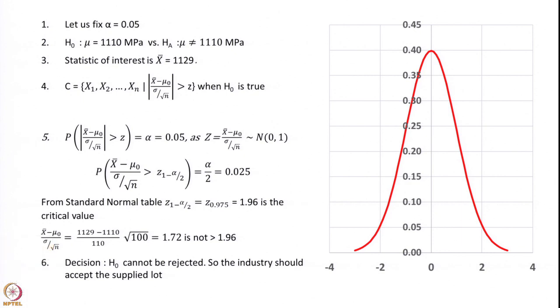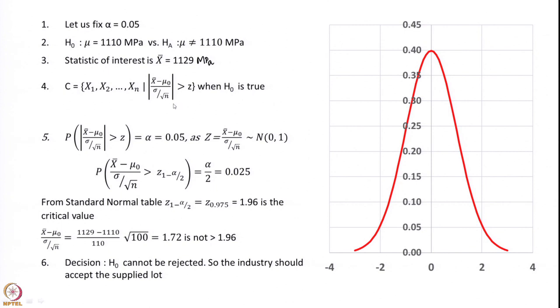Let us write it down. It should be MPa. It is very important to realize that when we say that mu is equal to 1110 MPa, what we really mean is that the mean lies in the vicinity of 1110 MPa. The reason being, it has a standard deviation of 110 MPa. So it can vary within that range, and therefore the question comes whether this is outside the range or not. That range is what we are trying to find, and that is the acceptance region. What we are looking for is the rejection region.